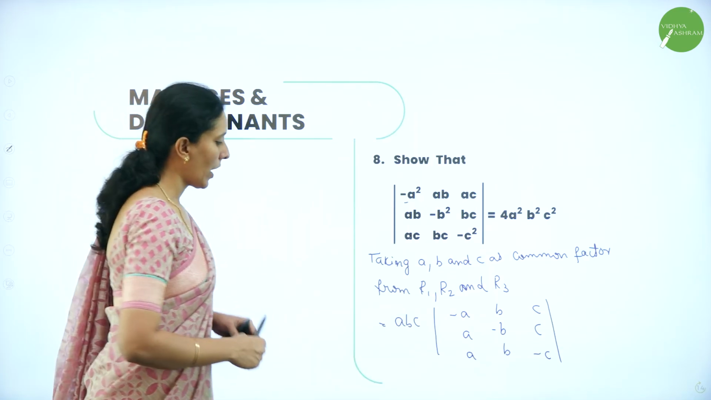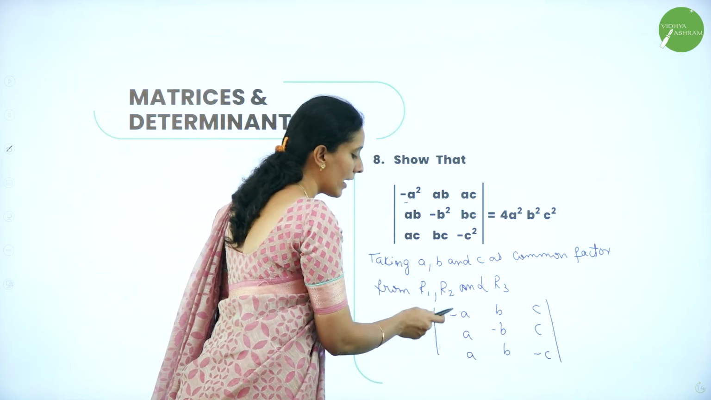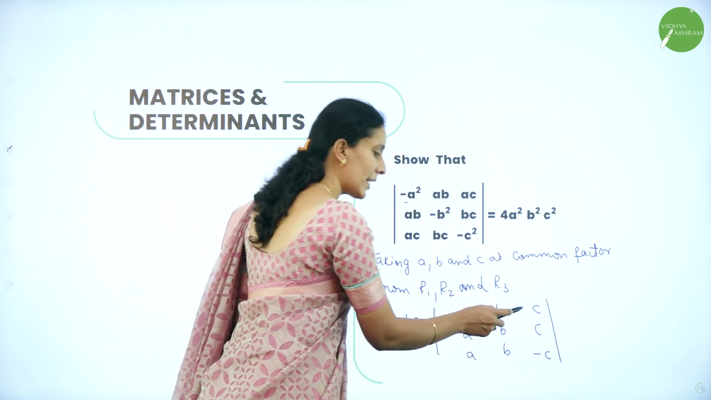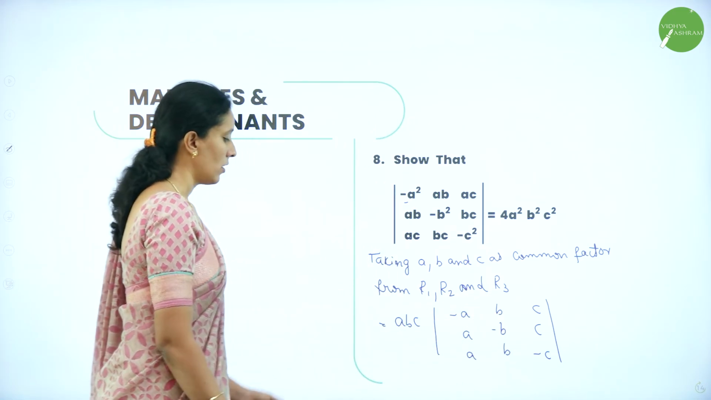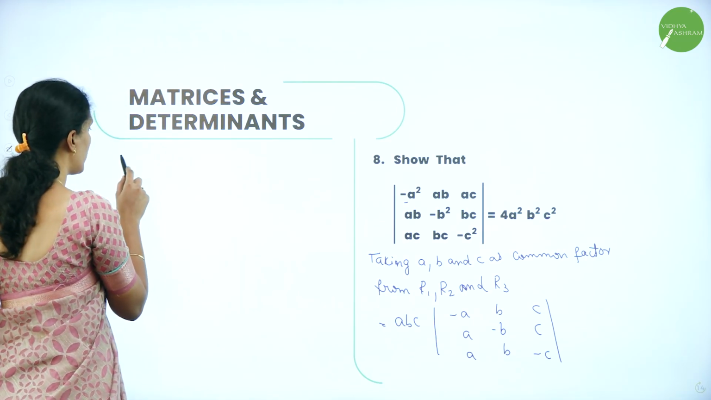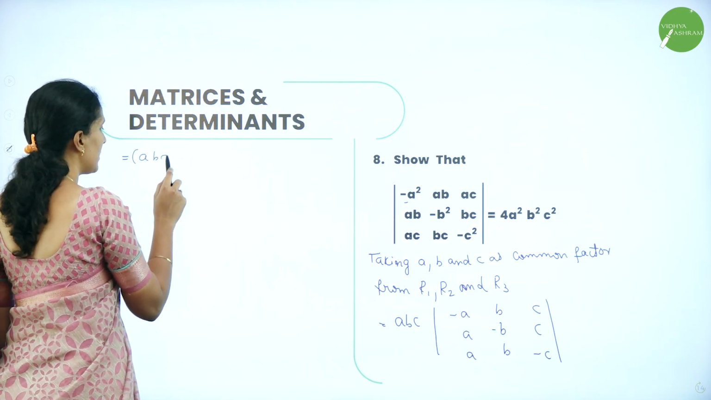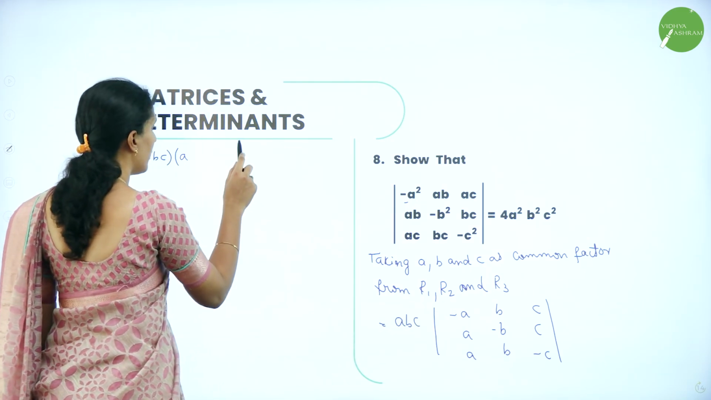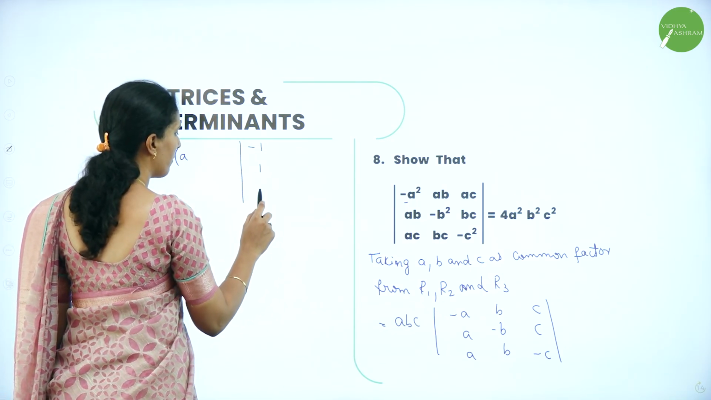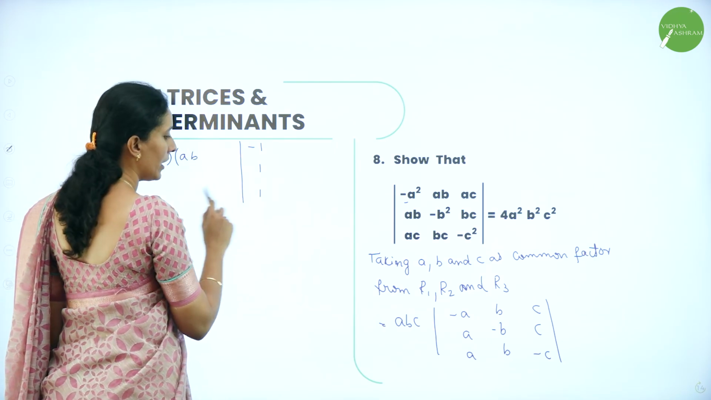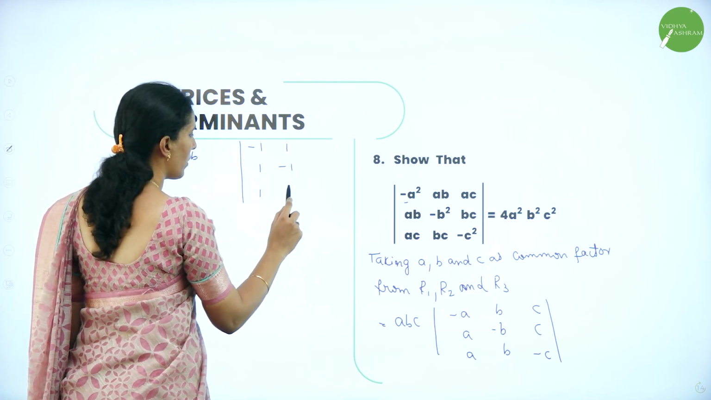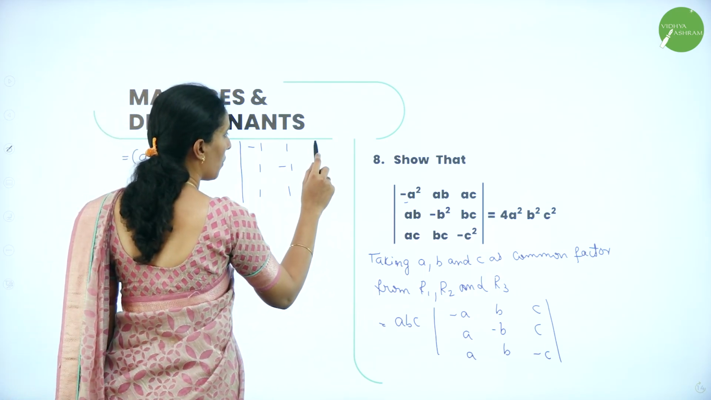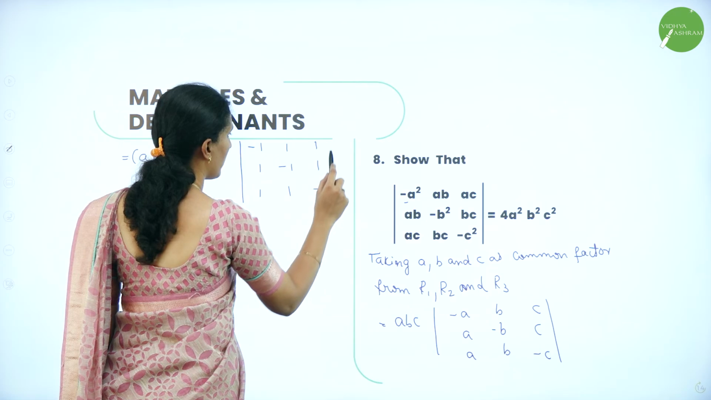So now again you can observe in column 1, A is a common factor, column 2, B is a common factor, column 3, C is a common factor. So taking again ABC outside, we have already ABC once. Taking A common from the first column, we get minus 1, 1, 1. From the second, we take B, we get 1, minus 1, 1. From the third, we can take C as a common factor, we get 1, 1, minus 1.